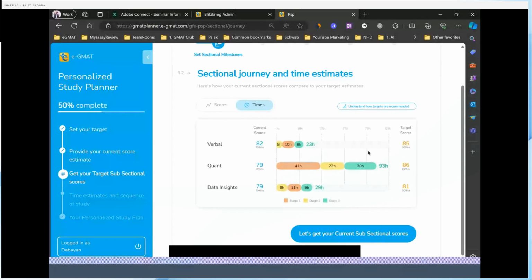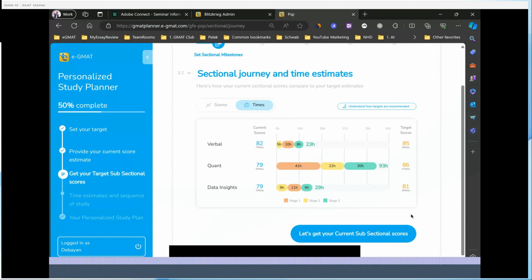Okay. Now at this point, it'll tell you how long will it take for you to get there, and you can really see, depending on your starting strengths, the amount of time that you need is very, very different. On the verbal side, you need just about 23 hours to get there. On the quant side, you need about 100 hours, and then on DI, you need just about 29 hours to get there.